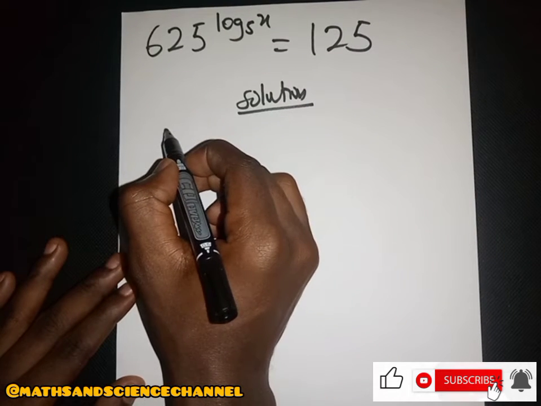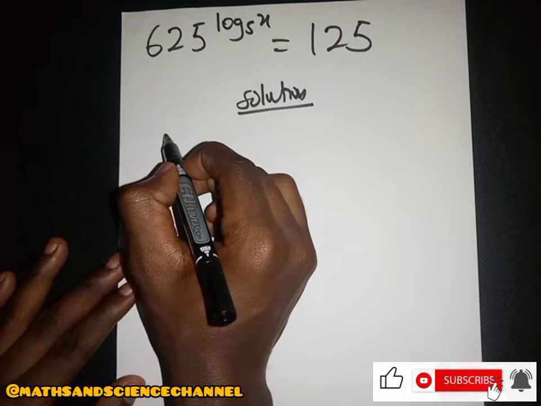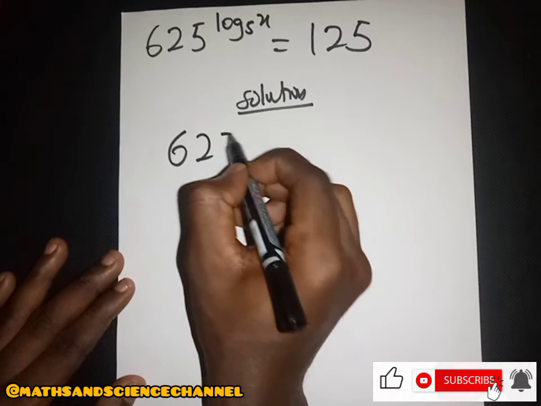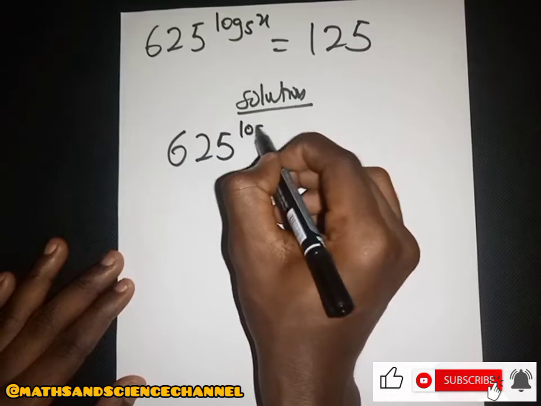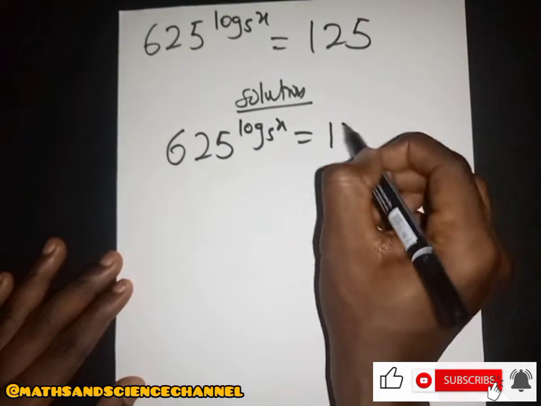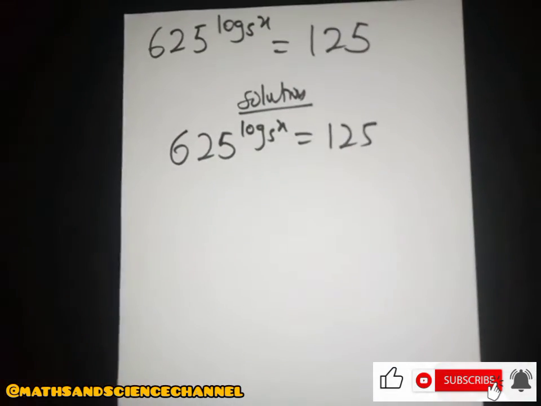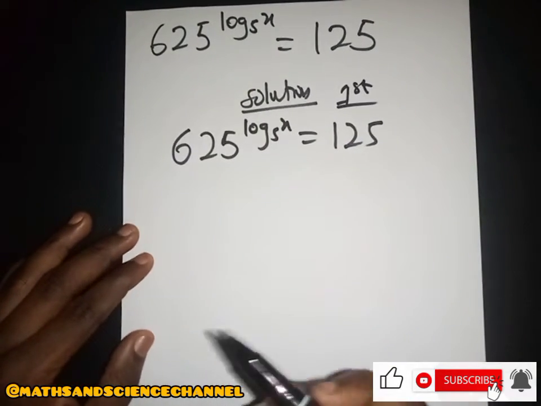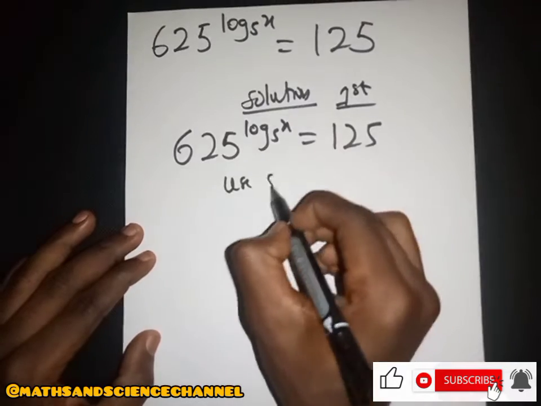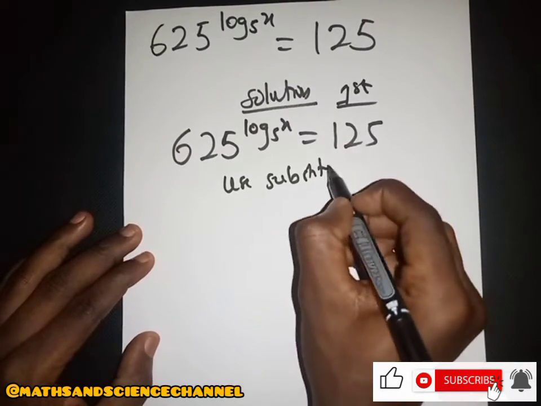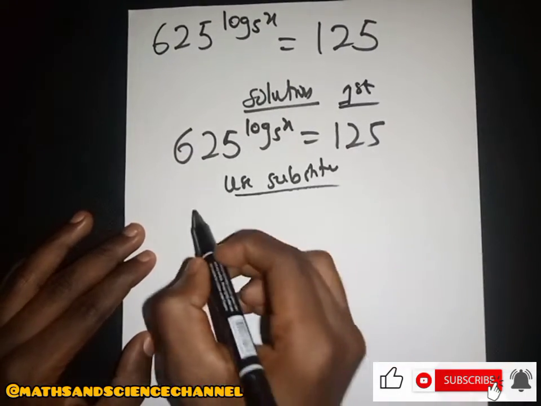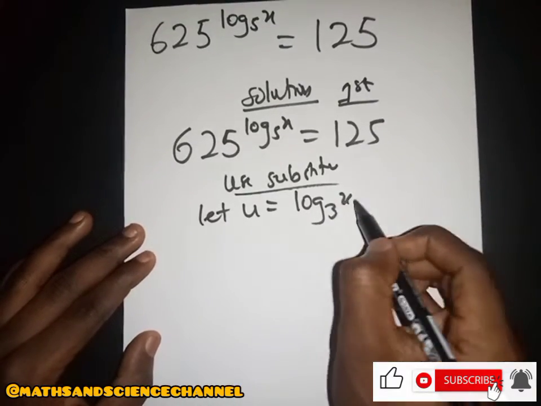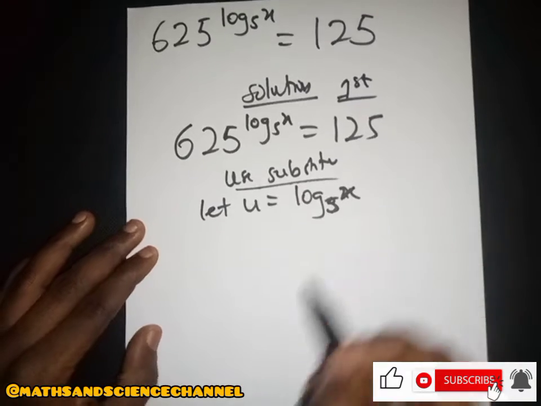Now we have 625, and then 125 in this case. So this is just the first method, right? What we're going to do is use substitution. Using substitution, let's say u equals log base 5 of x in this case, right?